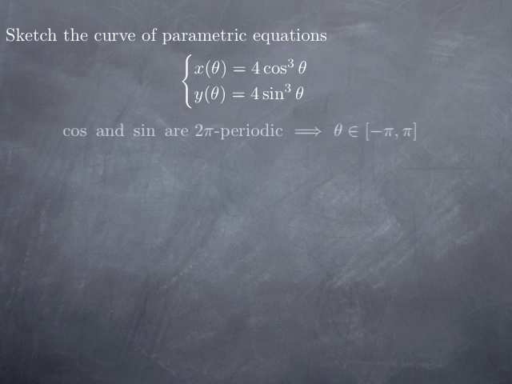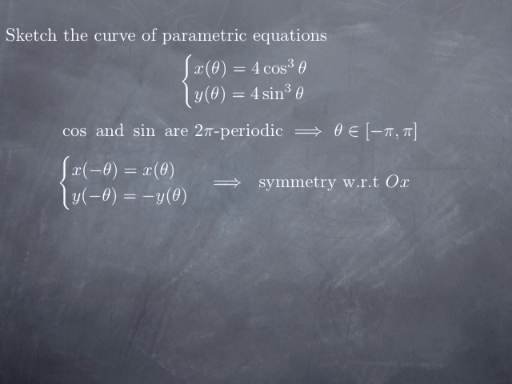Because x and y are both defined in terms of cosine and sine of an angle, and these two functions are 2 pi periodic, then certainly so are x and y. Therefore, we can restrict ourselves to the angle theta being in an interval of length 2 pi if we want to trace out the curve once. So we can restrict theta, for instance, to the interval negative pi to pi.